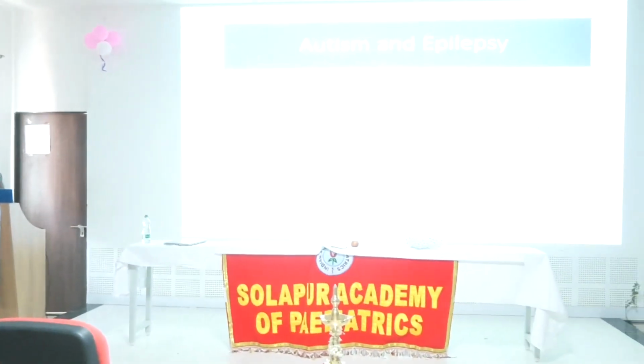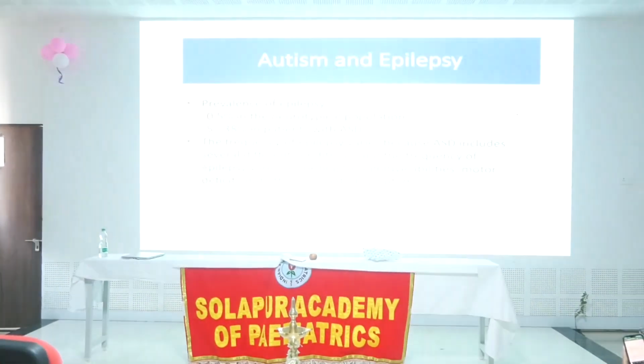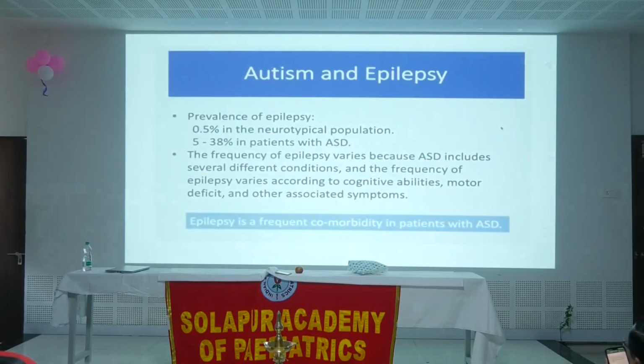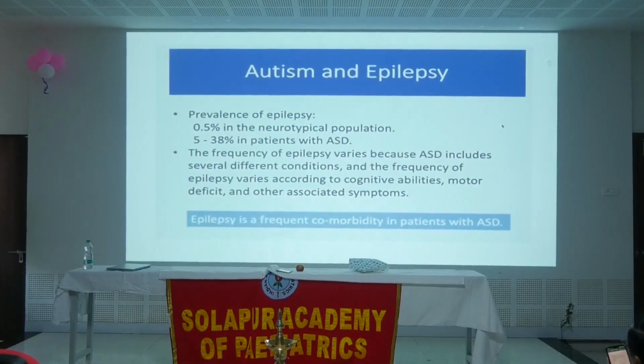Regarding prevalence, epilepsy is a frequent comorbidity in patients with autism spectrum disorder, and the prevalence was found to be approximately 5 to 38% in autism spectrum disorder. The frequency of epilepsy varies according to cognitive abilities, motor deficit, and other associated comorbidities. So for better understanding, we will see the epilepsy pattern in autism spectrum disorder in three groups.